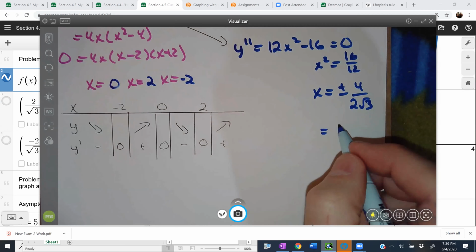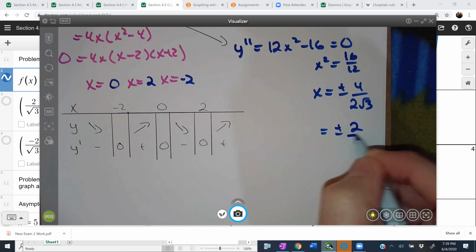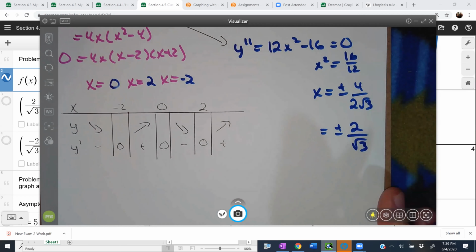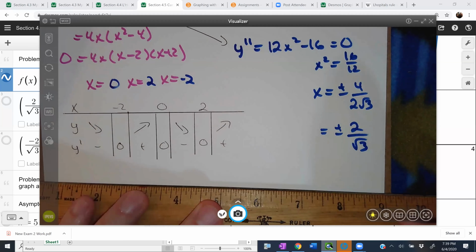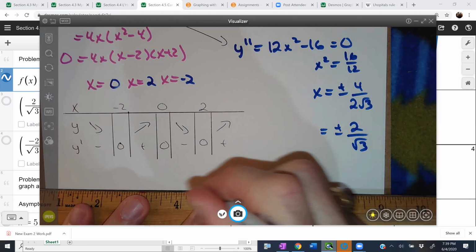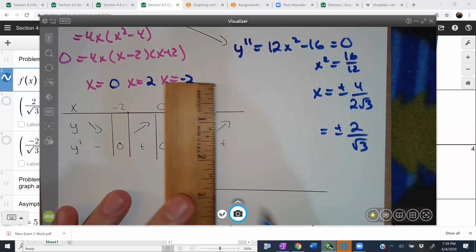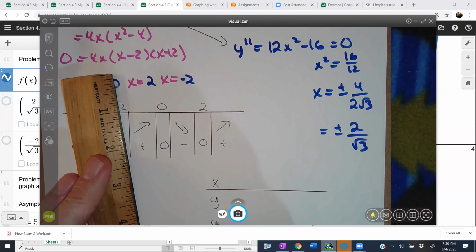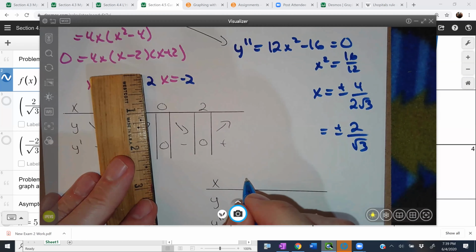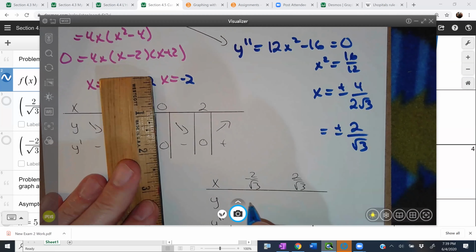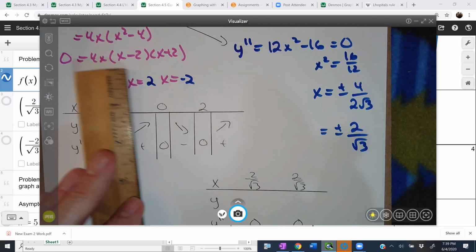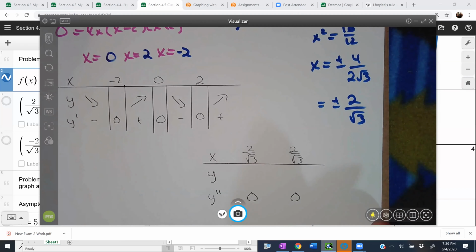So plus or minus 2 over the square root of 3. And I don't care if you rationalize it. You know, in fact, don't worry about it. I want you to worry about the calculus, not the arithmetic here. So let's do some more testing of points, x, y, and y double prime. We've got two values, -2 over root 3 and 2 over root 3. Second derivative is 0 at both of these places.